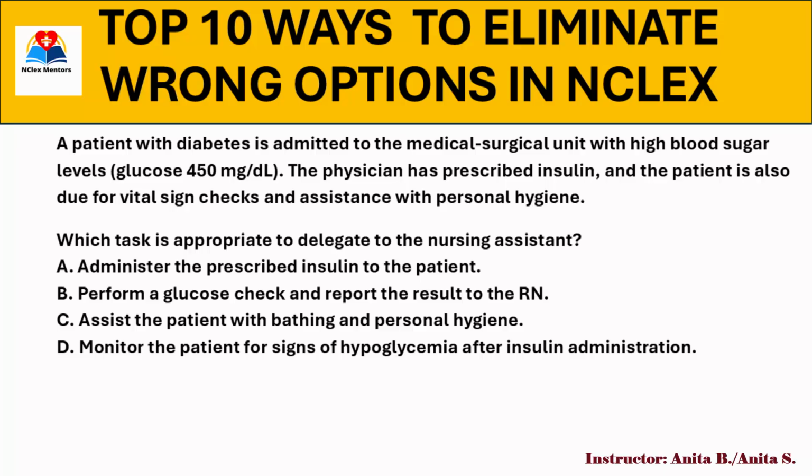The options given to you on the screen are: Option A, administer the prescribed insulin to the patient. Option B, perform a glucose check and report the result to the RN. Option C, assist the patient with bathing and personal hygiene. Option D, monitor the patient for signs of hypoglycemia after insulin administration.